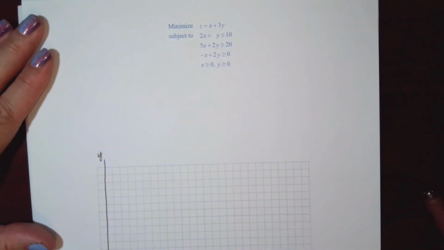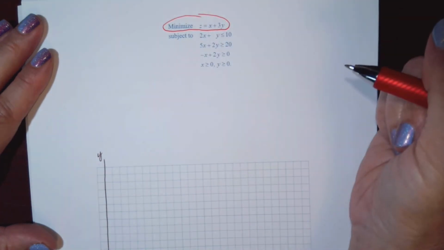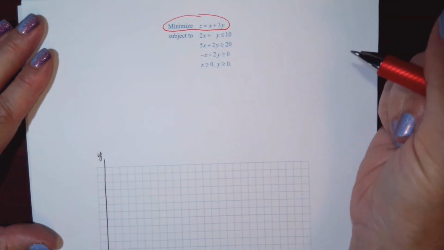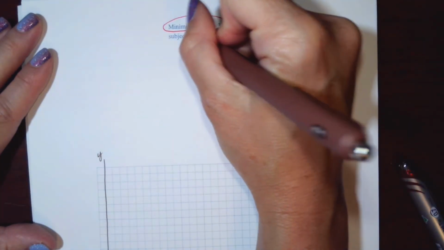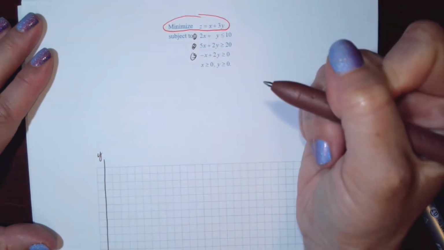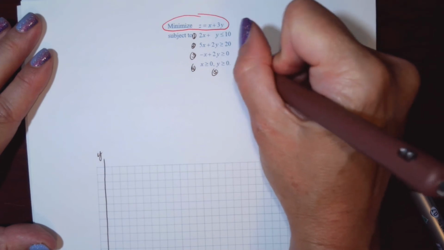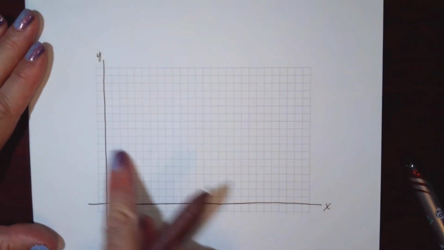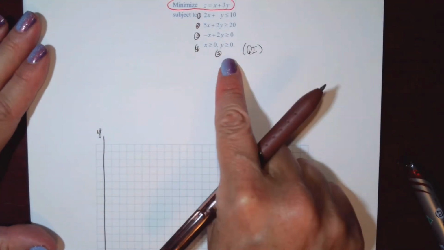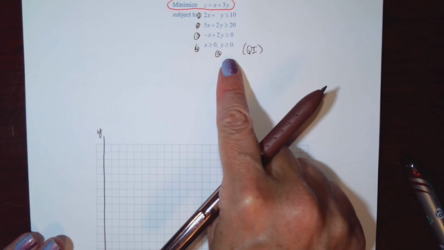I have an objective function that I'm asked to minimize, so probably cost. And then I have 5 constraints. My first 3 constraints I'm going to have to graph. My 4th and 5th constraints mean that I am limited to quadrant 1. So that's why I went ahead and sketched in my x and y axes, because I've got x greater than or equal to 0 and y greater than or equal to 0 right there.